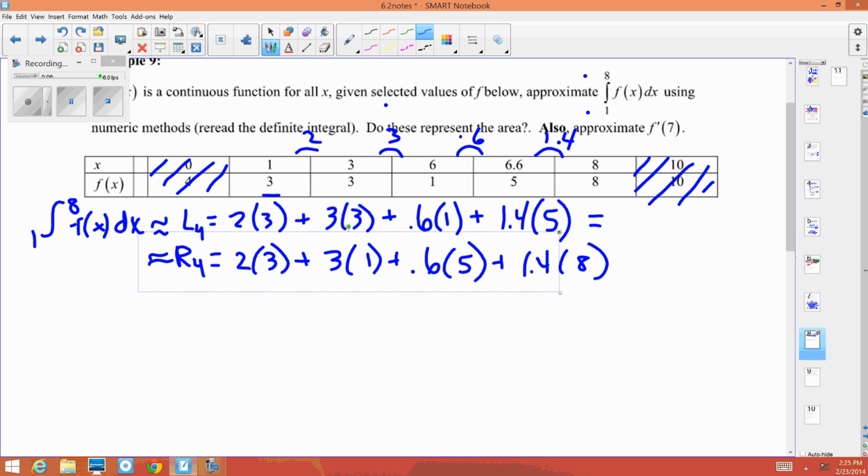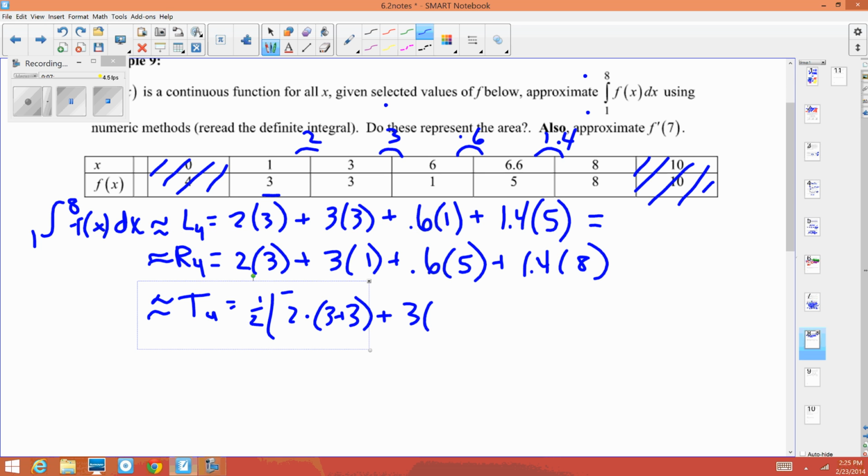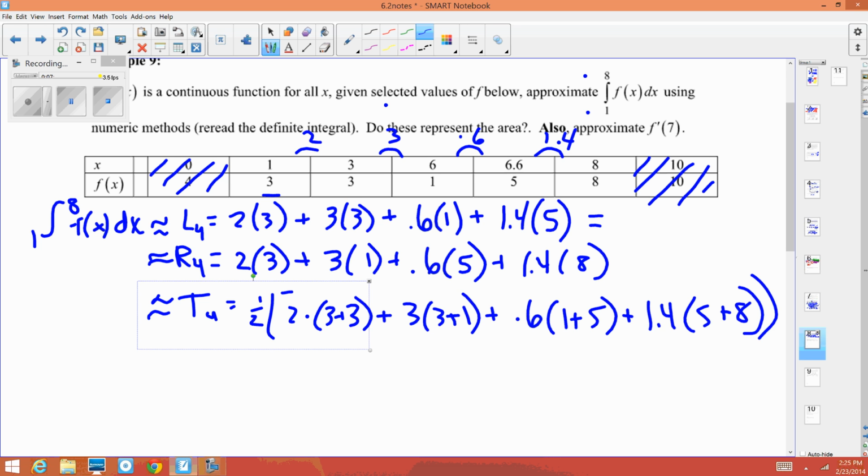We could do trapezoidal. We could do that by setting it up: 1/2 times 2 times (3 plus 3), plus 3 times (3 plus 1), plus 0.6 times (1 plus 5), plus 1.4 times (5 plus 8). We could do it that way, right? Or you could also approximate it by L4 plus R4 divided by 2, and put the numbers there.